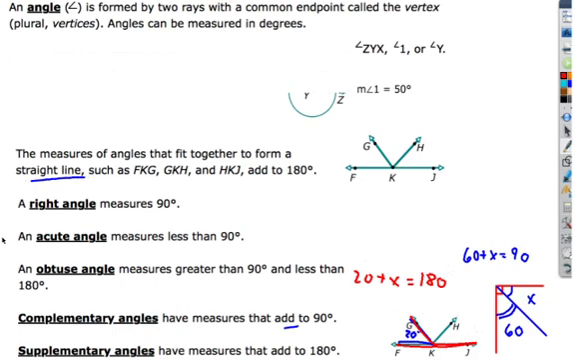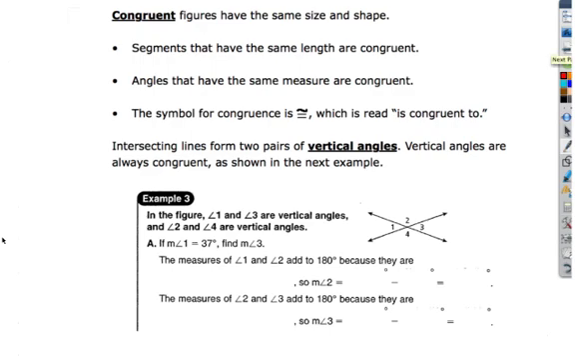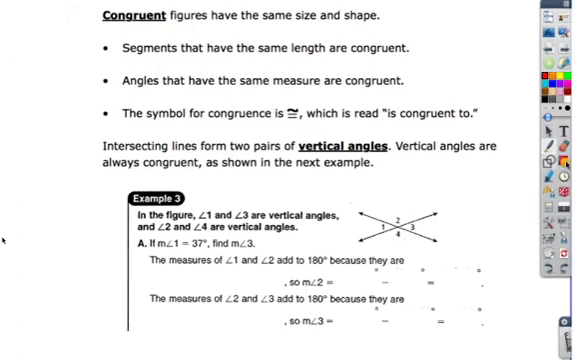Vertical angles are even easier. Okay? Vertical angles, if I know one, I know the other. Anytime I have two intersecting lines, the angles that are across from each other are equal to each other. That's a property called the vertical angle theorem. This one and this one, those are vertical. On the sides, this one and this one, those are vertical.